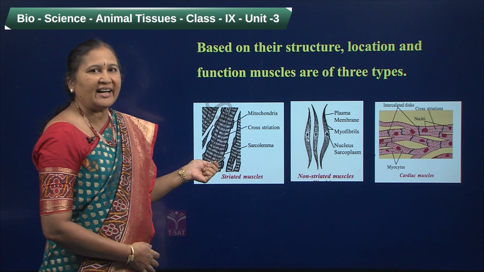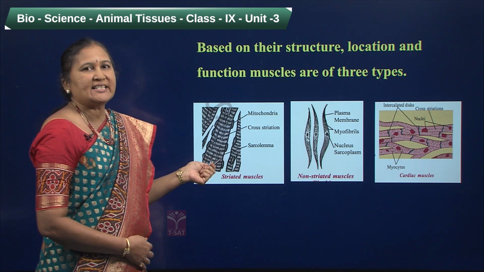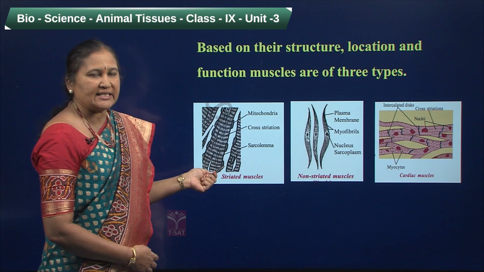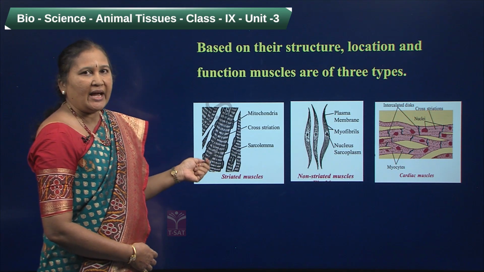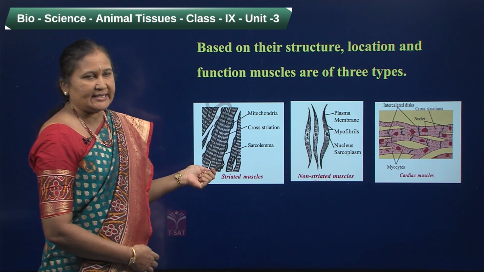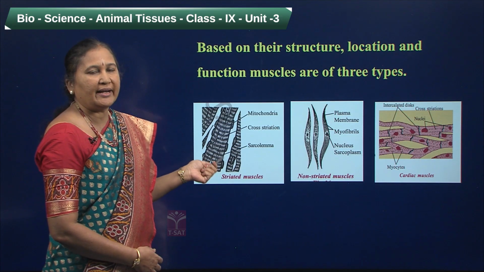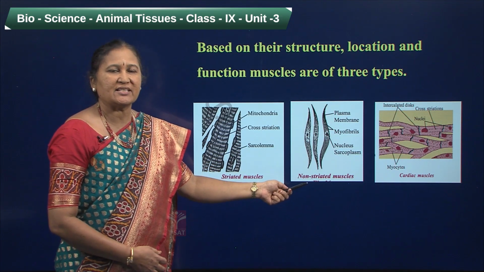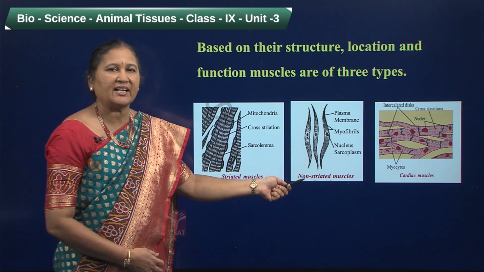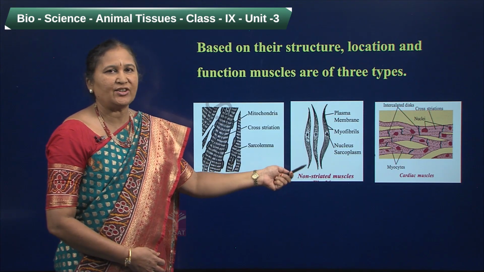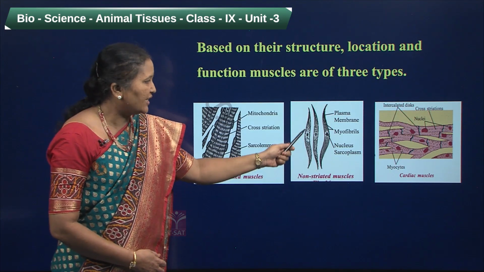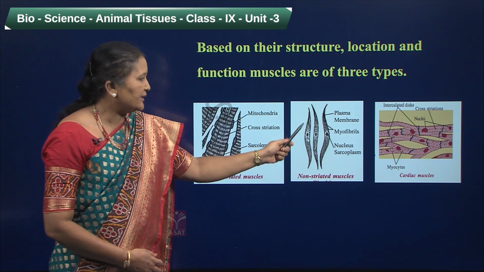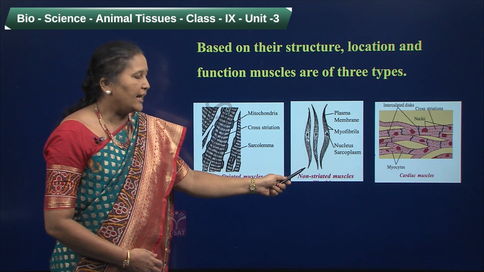And these muscles are attached to the skeletal system of our body. So these are also called the skeletal muscles, and these muscles have many nuclei in their cells. These muscle cells are long and elongated. The second type of muscles are non-striated muscles. As the name itself suggests, these muscle cells do not contain any striations or bands. You can see from the picture, they have single nuclei and they are elongated, long, and have pointed ends.